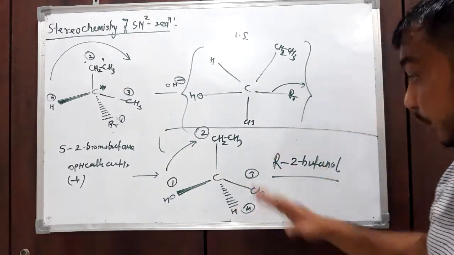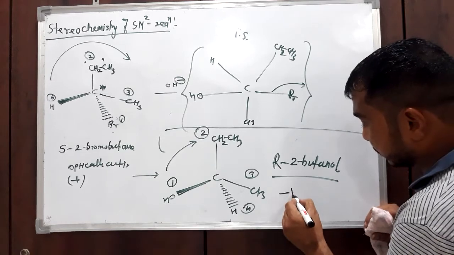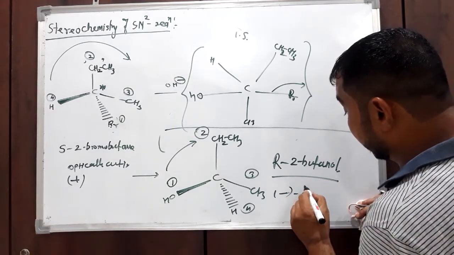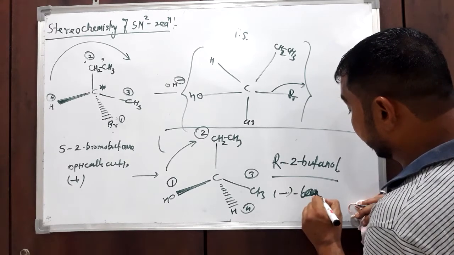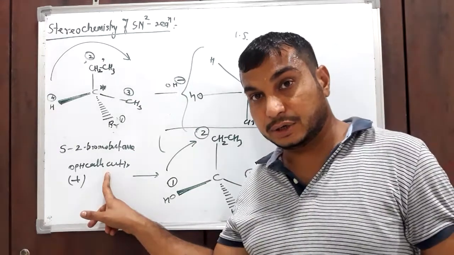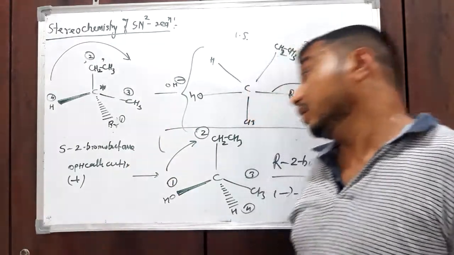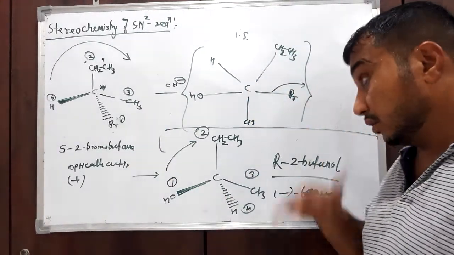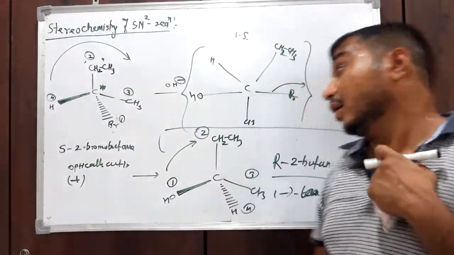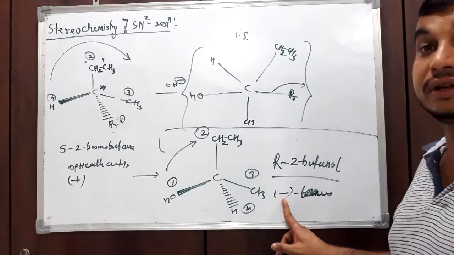And this product is also optically active, but it is the negative form. Negative means leorotatory. Reactant is optically active with a plus sign, and the product is also optically active with a negative sign.